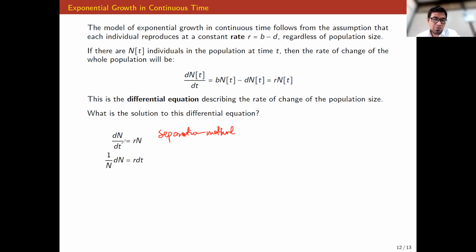If we move n to the left side, we will have 1 over n. If we move dt to the right side, we will have r times dt. While r can be anywhere, on the right side or the left side, because r is just a constant. But in this example, we put r on the right side, because I think it will be easier to see.